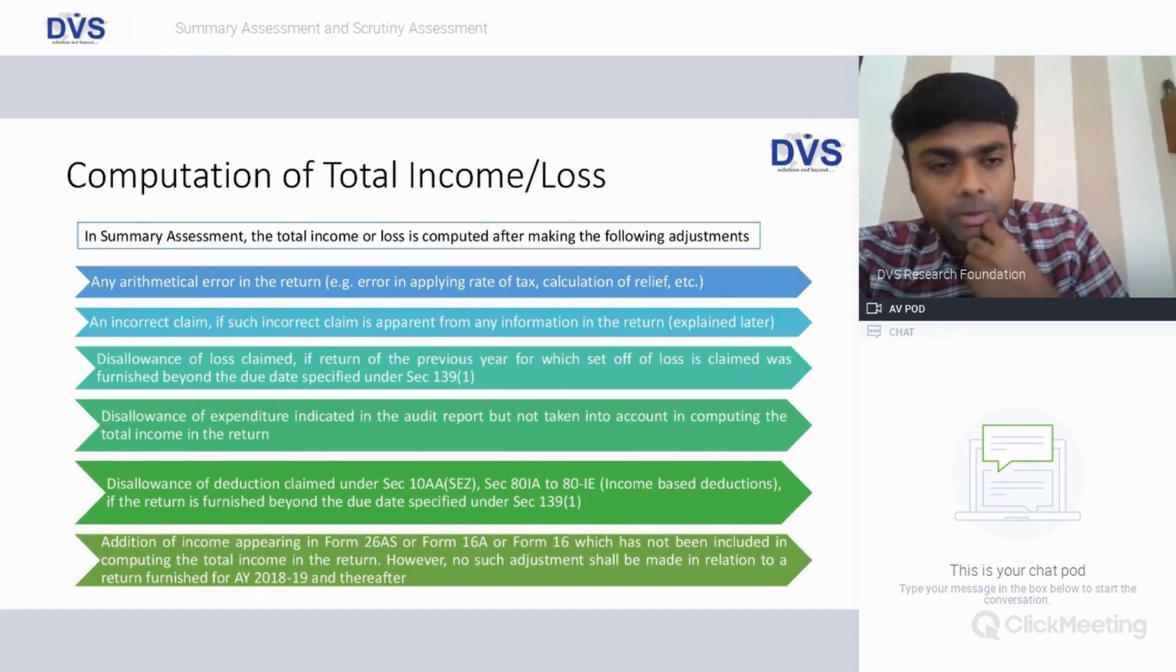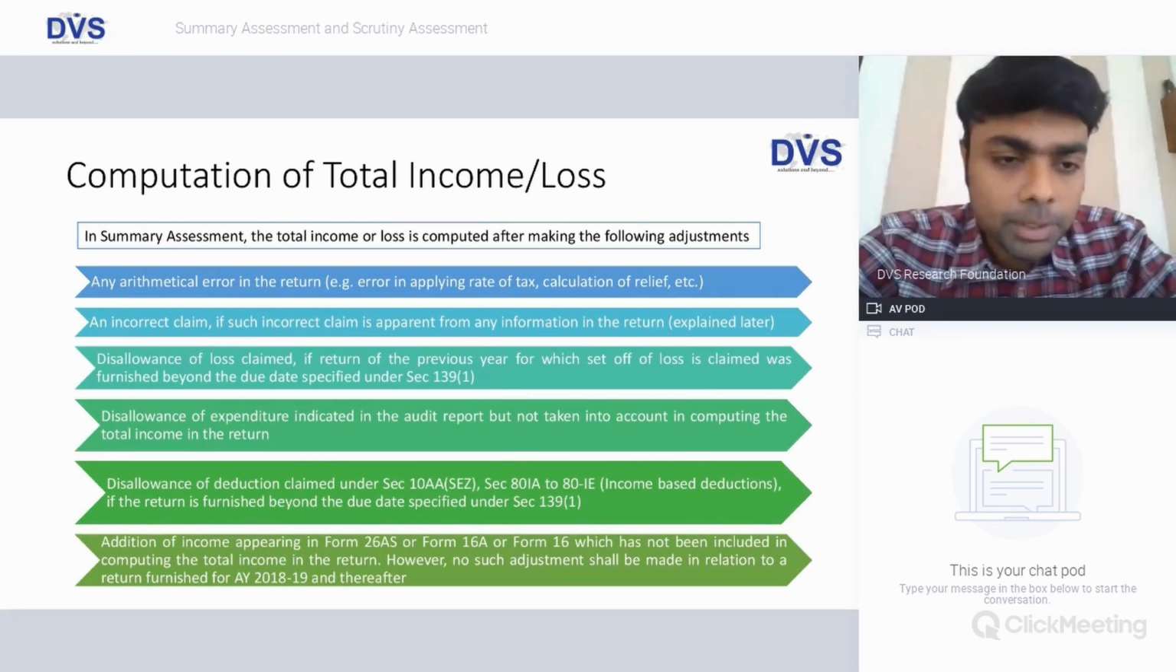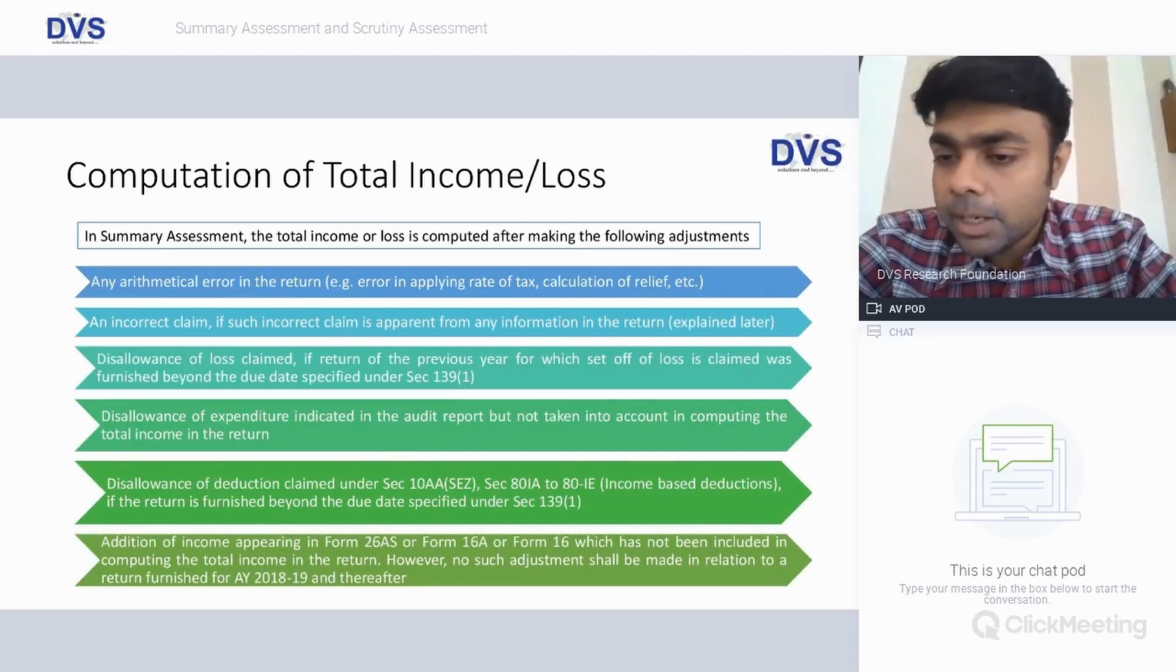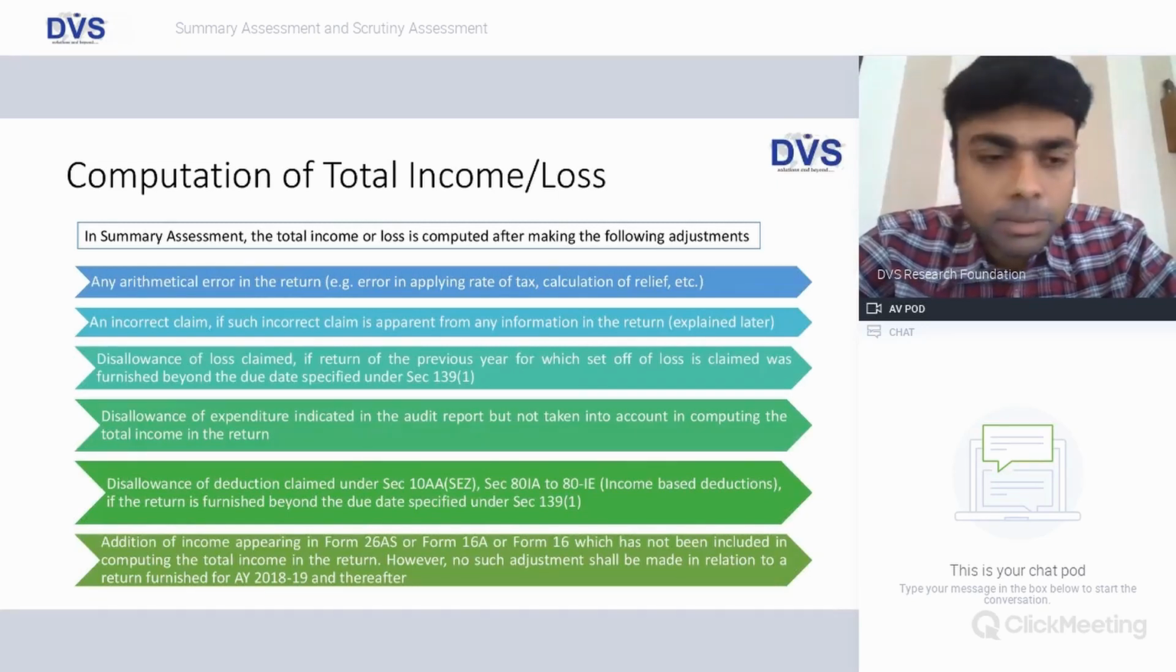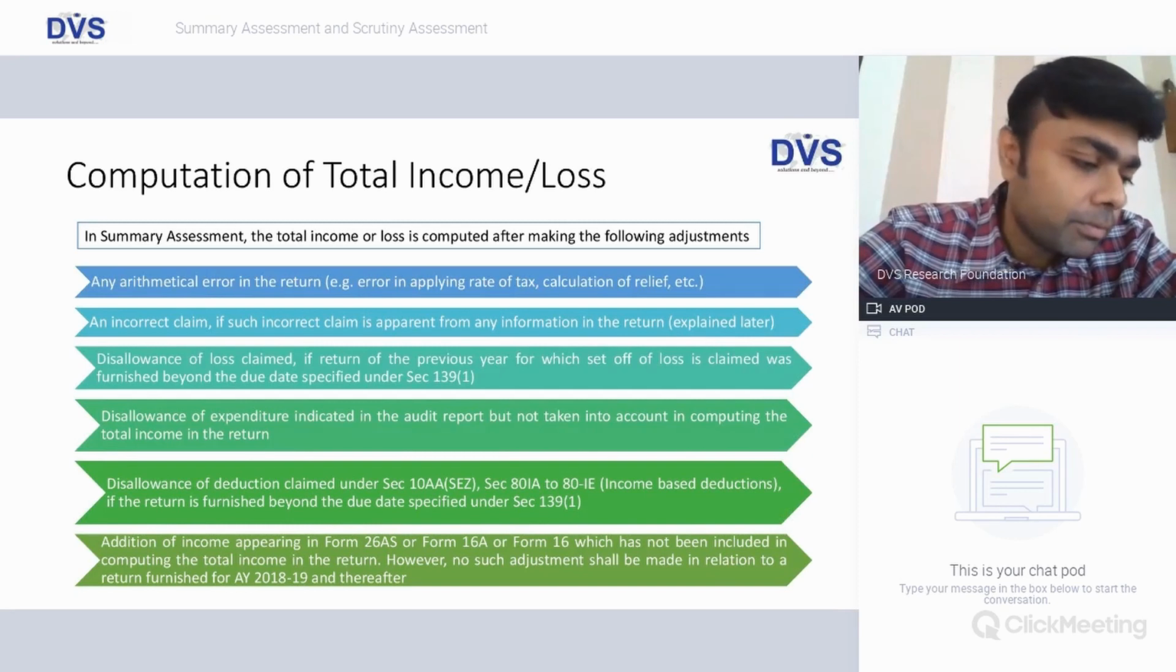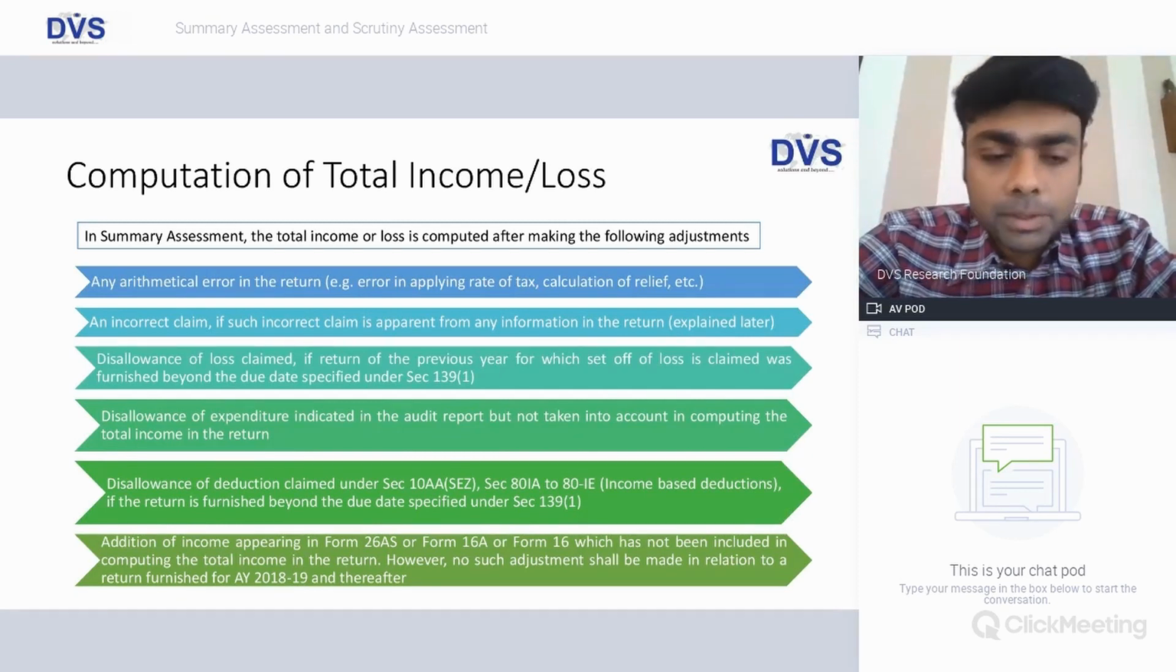So where you have not filed the return or you have filed it beyond the due date, you will not be eligible to claim the losses under the provisions of income tax law. But if you have filed it belated and you claim the benefit of loss in your return, then that claim of loss could be disallowed.